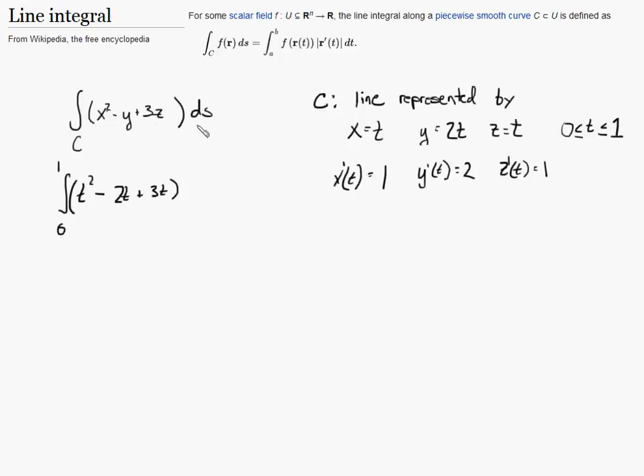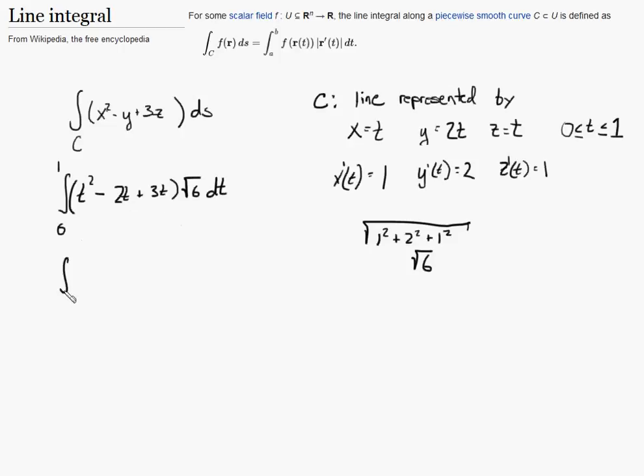Now ds we replace with this r prime dt, and this thing is the magnitude of all of these derivatives. So we use the distance formula, and we have x prime of t squared, or 1 squared, plus y prime of t squared, or plus 2 squared, and z prime of t squared, 1 again. And this is equal to the square root of 6. And so the square root of 6 dt finishes out our integral. And this we can almost integrate.